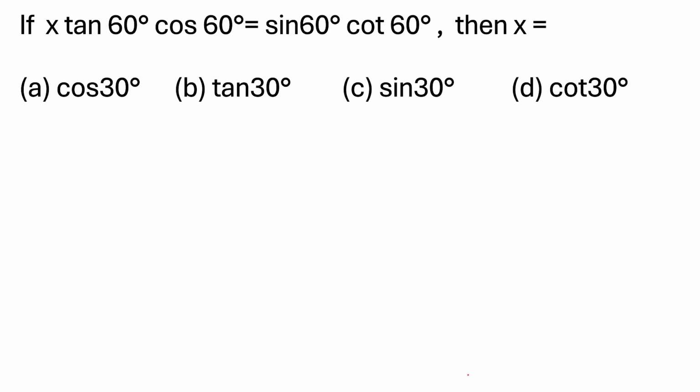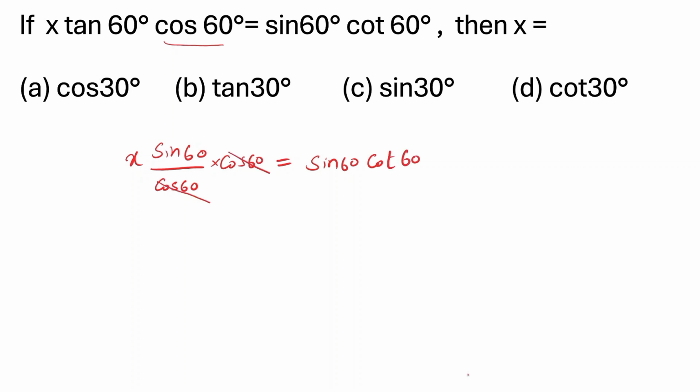we have to find the answer from the options. No need to find the exact value of x. So we can simply write x tan 60. Instead of tan 60, we can write sin 60 divided by cos 60. So we can cancel out many terms. And cos 60 equals sin 60 cot 60. So cos 60 degree cancelled out, and here you can see sin 60 is there on both sides, so you can cancel that also.